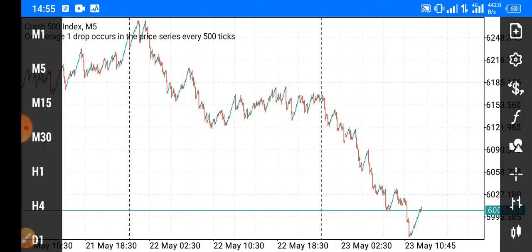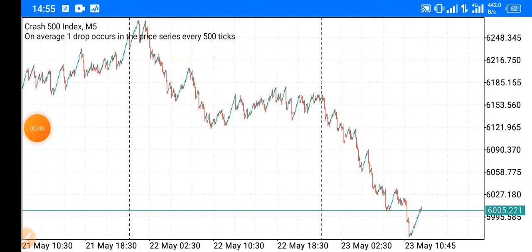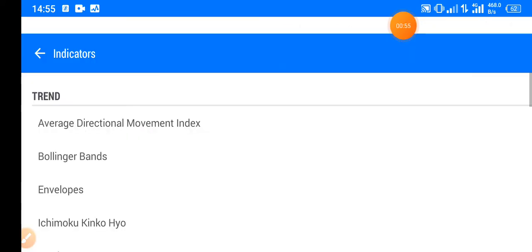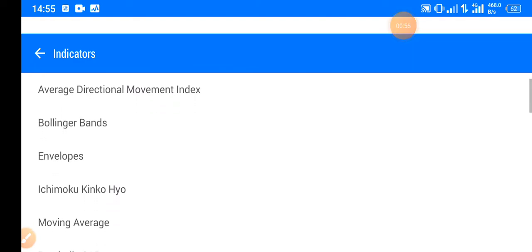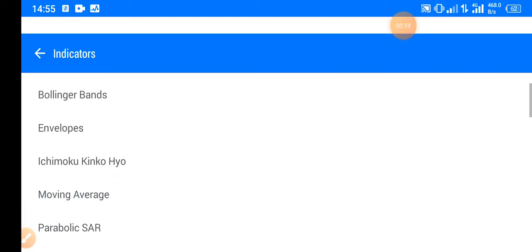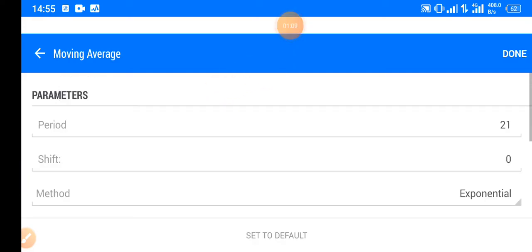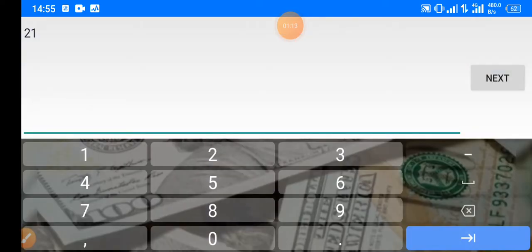As usual, we click this F right here so that we can add our indicators. These indicators we're going to be using are 3 EMAs, 3 exponential moving averages. So the first one, let's click right here, which says moving averages. The first moving average we're going to be adding is moving average period 13.